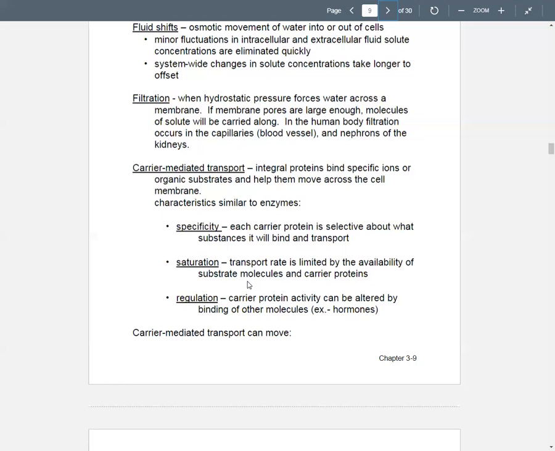Saturation: your rate of transport is going to be limited or controlled by how many solute molecules and carrier proteins are available. If you have a lot of carrier proteins, you have a higher transport rate because you have lots of options for these substrate molecules. If you don't have a lot of substrate, you're going to have a slow transport rate. But let's say you have more substrate than you have carrier proteins available. It's going to slow down your rate of transport.